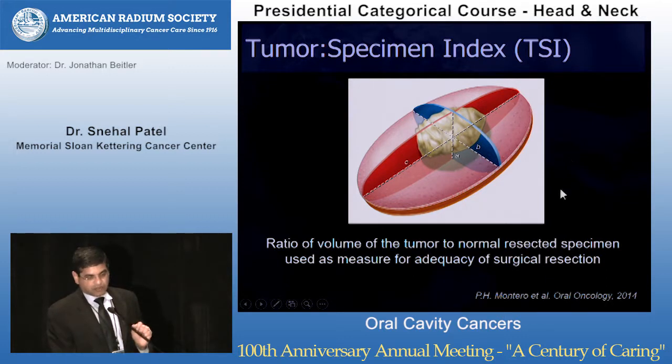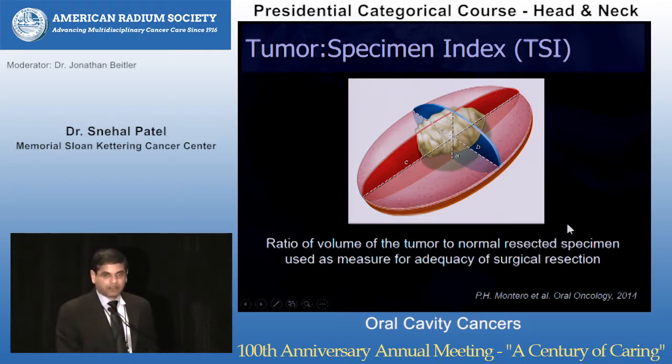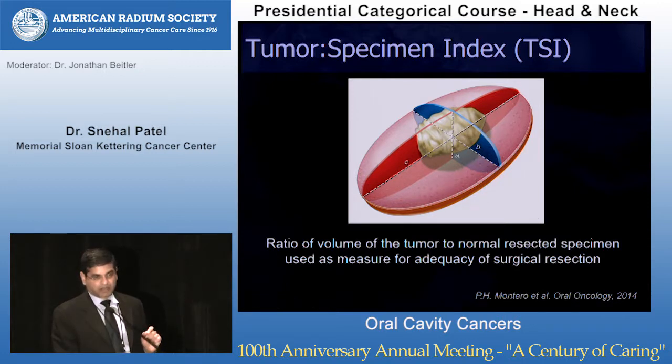So what we did was we hypothesized that the ratio of the volume of the tumor to normal tissue within a surgically resected specimen can be used as a measure of adequacy of resection. It's a primitive, crude kind of assumption, but this was just to prove the point that looking at the pathology report and deciding on adjuvant treatment should be a practice that needs change.